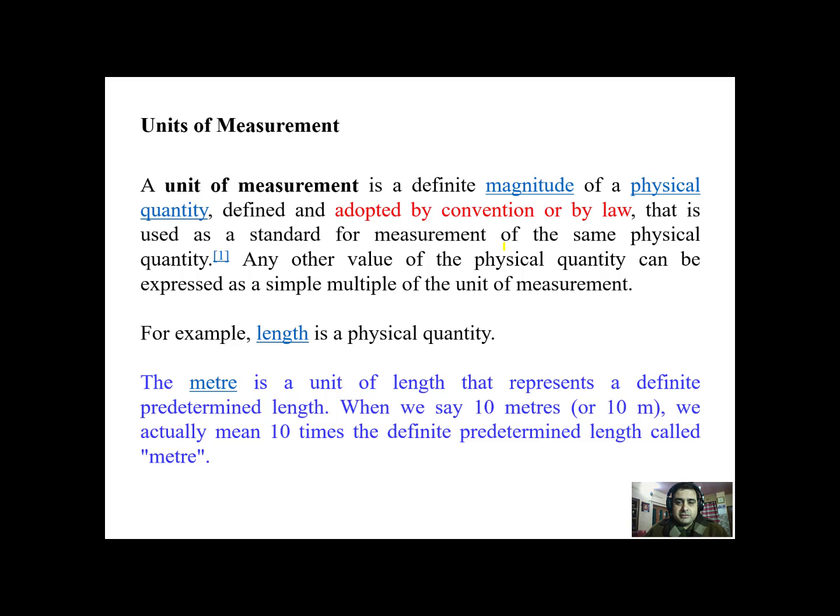Now the units of measurement. A unit of measurement is a definite magnitude of a physical quantity, defined and adopted by convention or by law, that is used as a standard for measurement of the same physical quantity. For example, length is a physical quantity. The meter is a unit of length that represents a definite predetermined length.